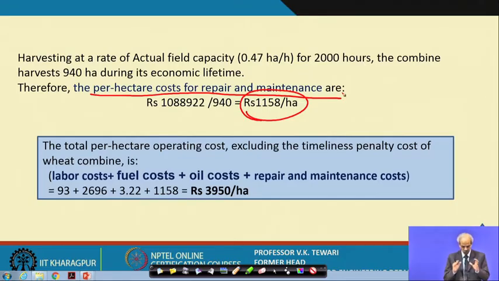So, the total per hectare operating cost excluding timeliness penalty cost of a wheat combine is given as this much here. Now, this is a cost which has been considered excluding the timeliness cost. Remember that when we consider this, we do not exclude it, but when we are excluding, this is what it is. So, as an engineer, you must be careful about all the parameters that I have talked of from right from the beginning to this point: what parameters are to be considered, what values to be taken, which size of the machine to be taken for a particular operation, etc. So, you need to look into this.